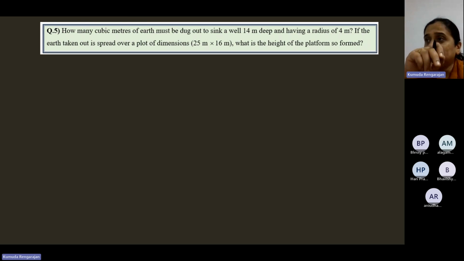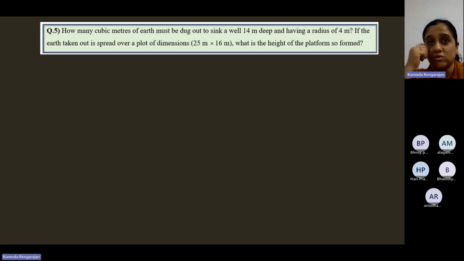How many cubic meters? Cubic meters meaning volume. Meter cubed of earth must be dug out to sink a well. Okay, so you want to dig a well. So how much earth must be removed to dig a well 14 meters deep and having a radius of 4 meters? So it's a cylindrical well.